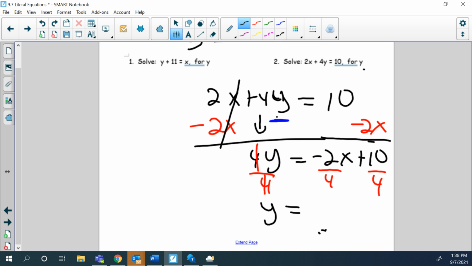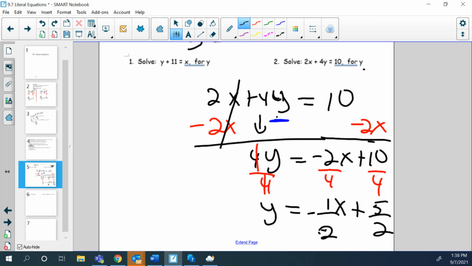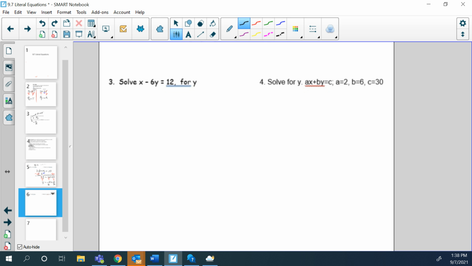Now, 2 over 4, I can reduce that to 1/2. So that's going to be negative 1/2 times x. And 10 divided by 4, I can reduce that to 5 over 2. All right, so that's your answer there. All right. Look at this one now. Again, a very similar one.